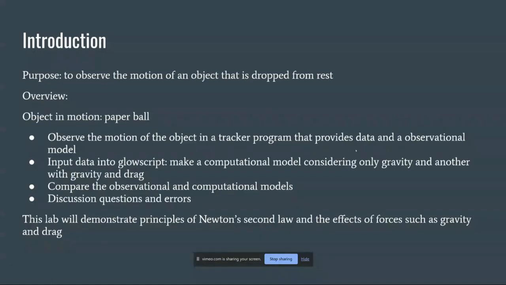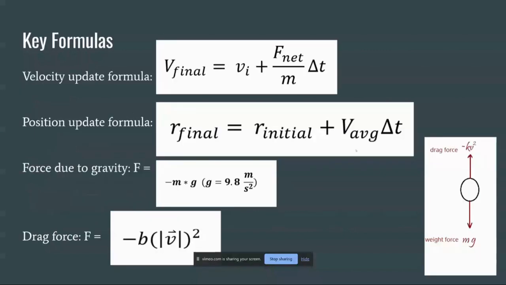And then we're going to compare the models between our experimental model, and then our models considering gravity, and then gravity and drag. Ultimately, we're trying to demonstrate the principles of Newton's second law and some effects of gravity and drag. Some key formulas: we have our velocity update formula, our position update formula, our force due to gravity, and our drag force, which we will implement in a couple slides.